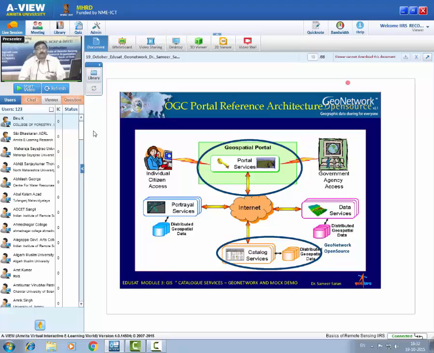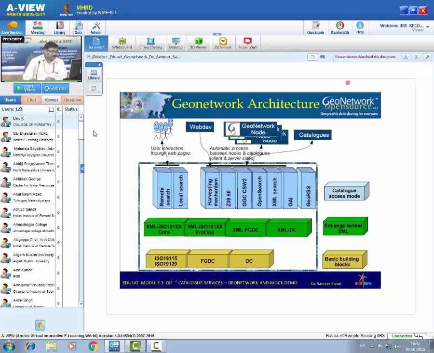And then the catalog services. So catalog services are already available. They can directly be integrated into a geospatial portal, and every information can be directly, or I would say seamlessly, accessed by making use of this particular architecture. So this is the overall GeoNetwork architecture.